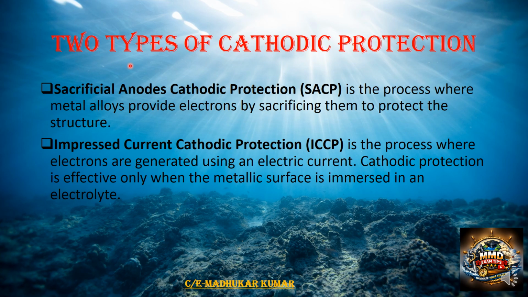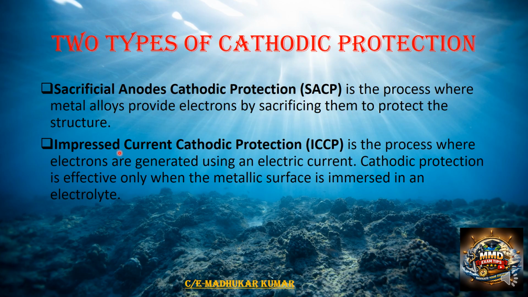What are the types? There are two types of cathodic protection. First is your sacrificial anodes cathodic protection. We know that we are utilizing it on the ship's hull, ballast tanks, as well as inside the equipment also, like the coolers, end plates. We have observed this one basically to safeguard these. So in this process, the metal alloy provides the electrons by sacrificing itself and then protects the complete structure.